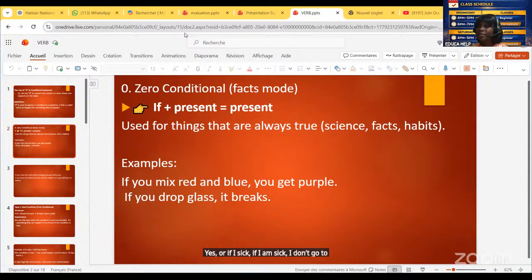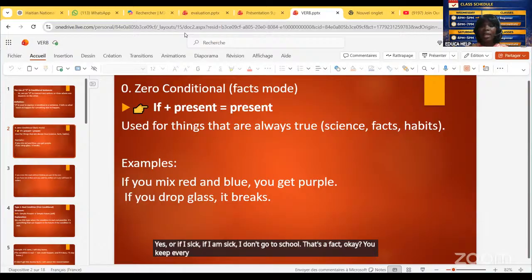That's a fact, okay? You keep every verb in the present. If I am sick, I don't go to school. Okay.